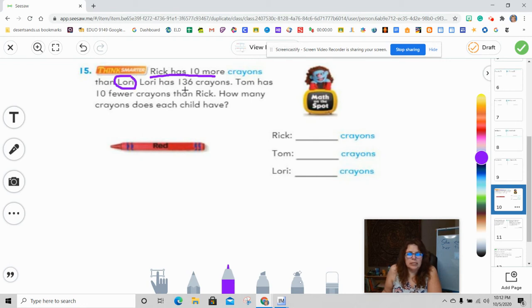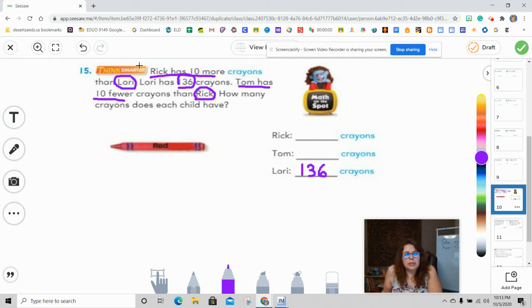Now it says Lori has 136 crayons. Oh, so I already know what Lori has. She has 136. So I'm going to put right here in Lori, 136. That I already know. Tom has 10 fewer crayons than Rick. That's important to know. Now we want to know how many crayons does each have. Well, we already know about Lori because they told us right straight off.